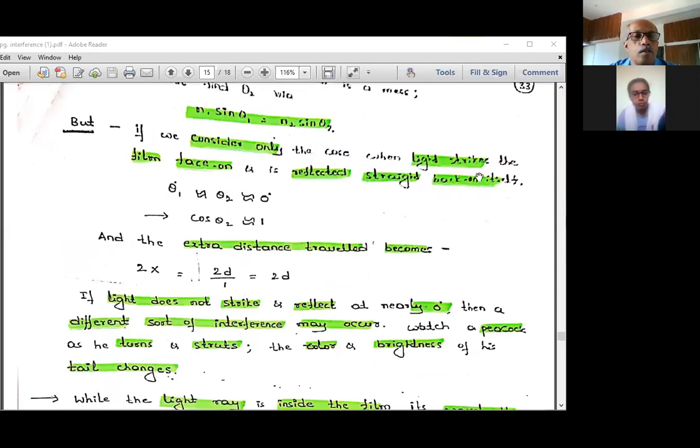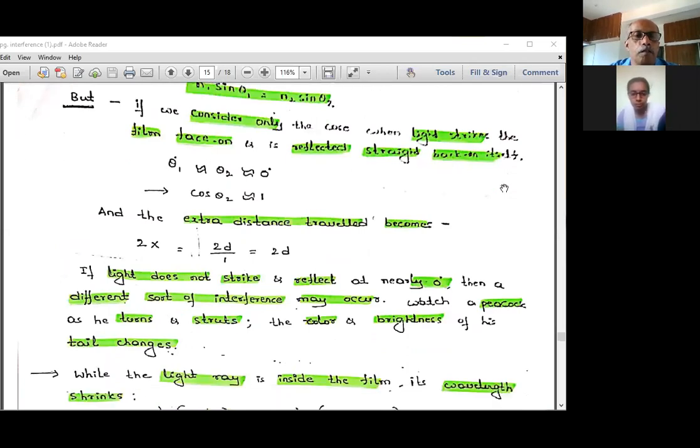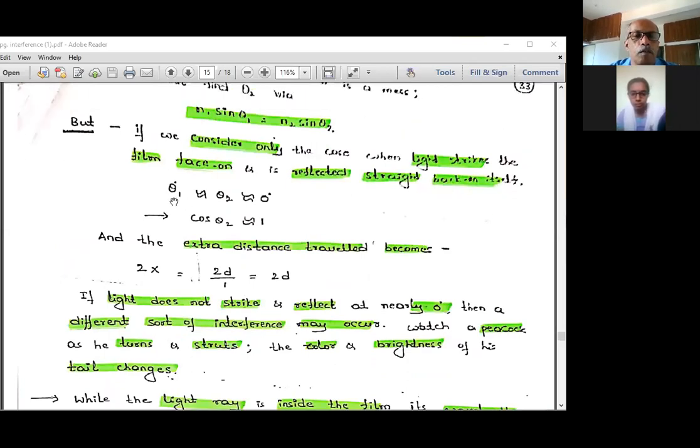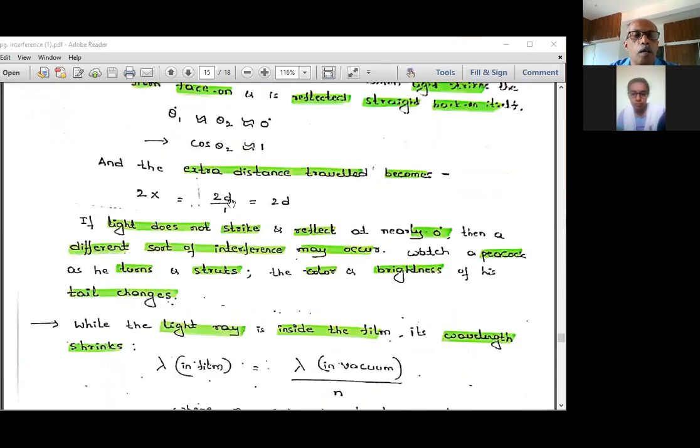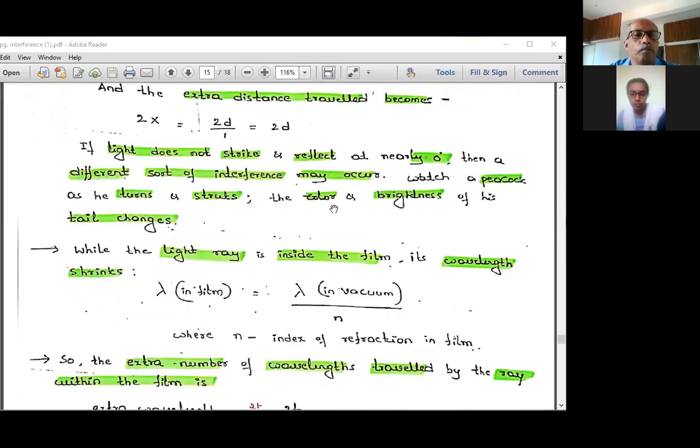the case when light strikes the film face on and is reflected straight back into itself. We have taken the case where light falls on the upper surface and is reflected. That is the case. The theta 1 will be nearly equal to theta 2 and each equal to 0. If that is the case, cos theta 2 becomes equal to 1. Therefore, 2x will be 2d by cos theta, and this becomes 1. Therefore, 2x will be 2d, or x is equal to d.